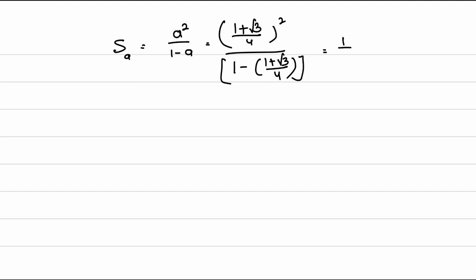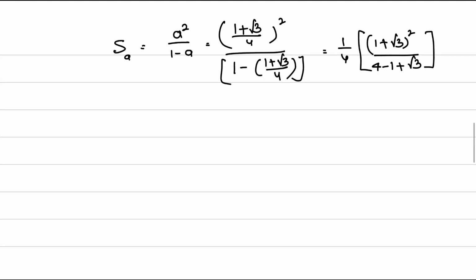This 4 gets cancelled, here 4 square, here it is 4. 4 gets cancelled, and it will be (1 plus root 3) whole square divided by 1 minus (1 plus root 3) by 4, because 4 is the LCM. Do you agree? That is equal to 1 by 4 into (1 plus root 3) whole square divided by 3 plus root 3. This is the value of the sum of A values.